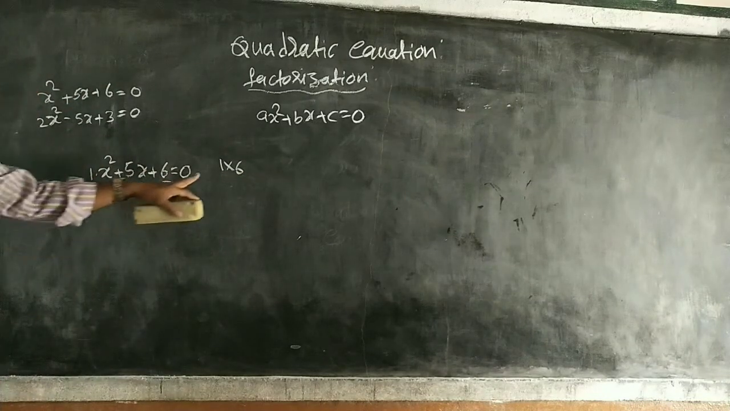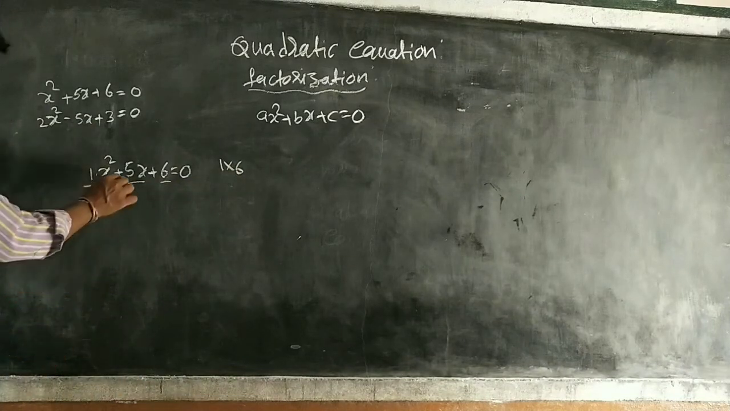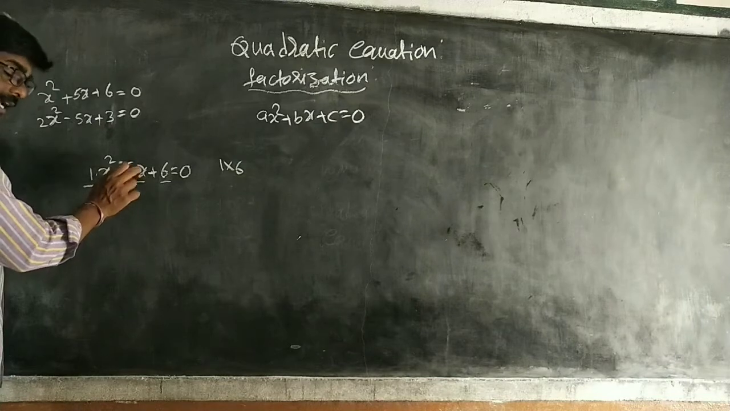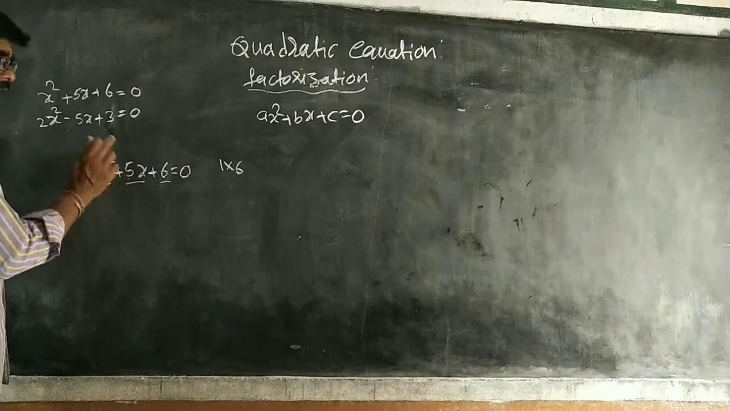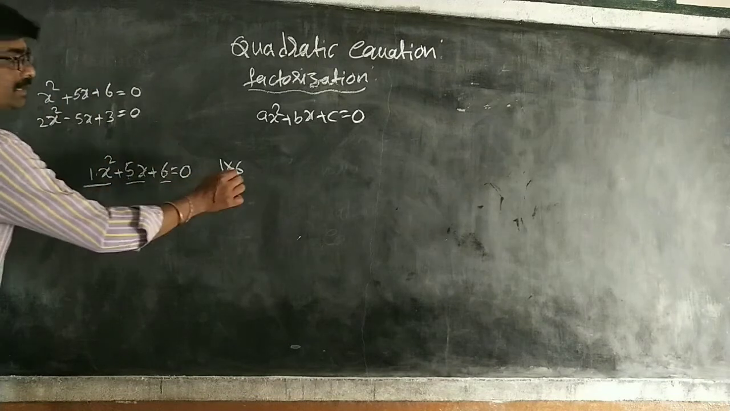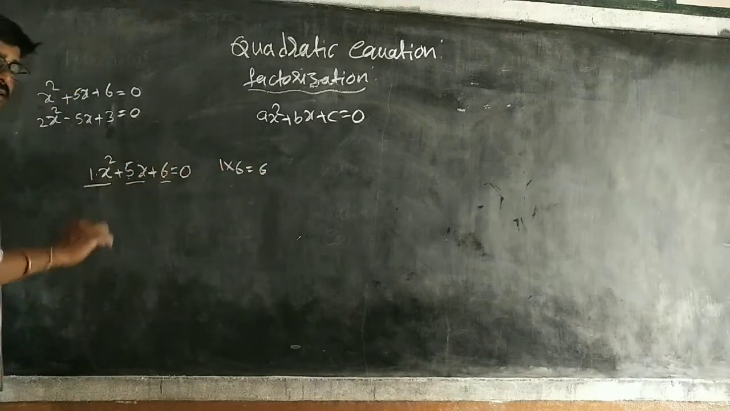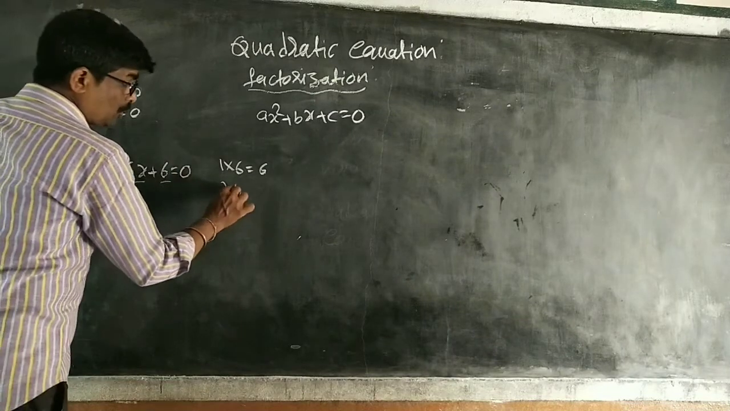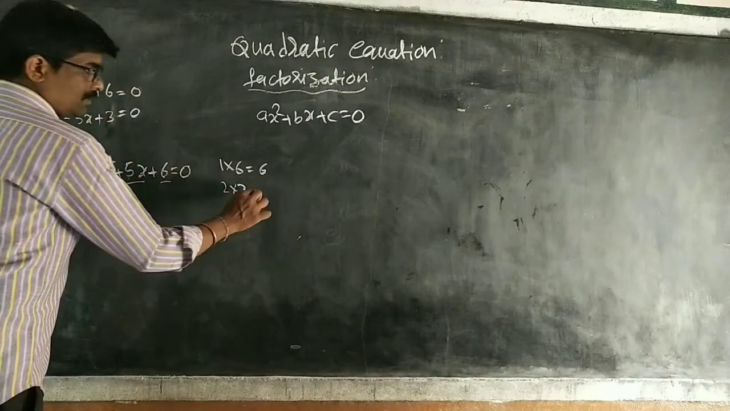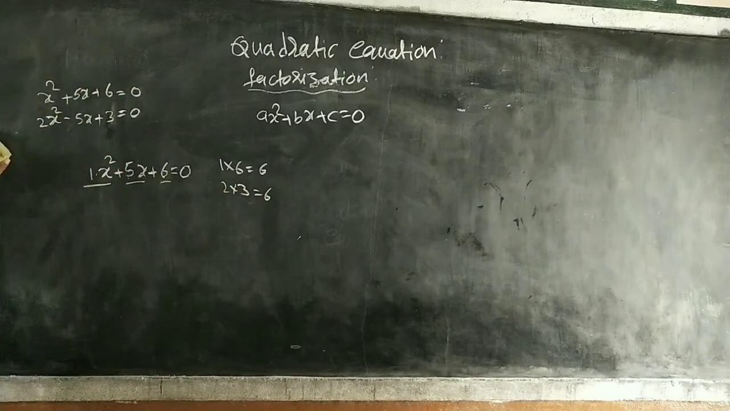So 1 into 6 is 6. Then what do I have to write? For the x term 5, we have to write the product and the sum of these. 6 into 1 is 6. So you have to again write 2 into 3 is 6, that is also 6. 2 plus 3 is equal to 5.